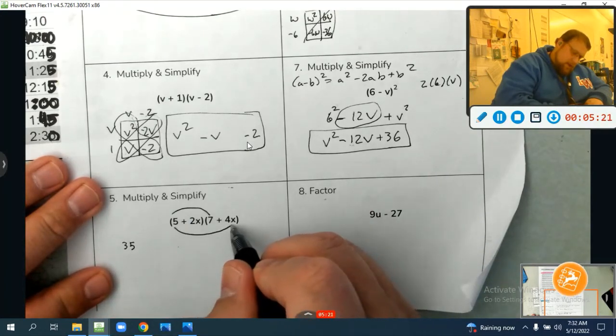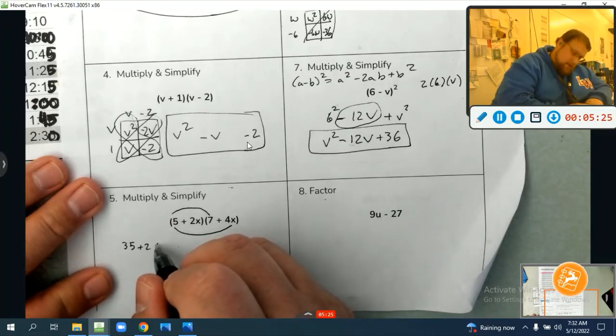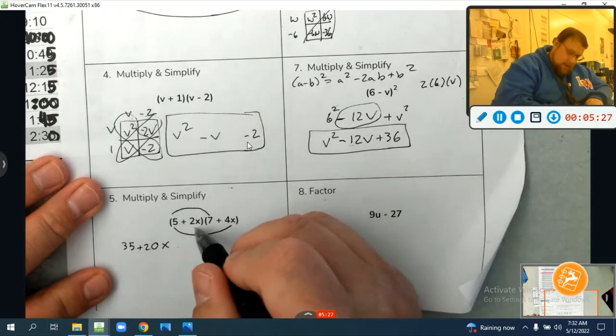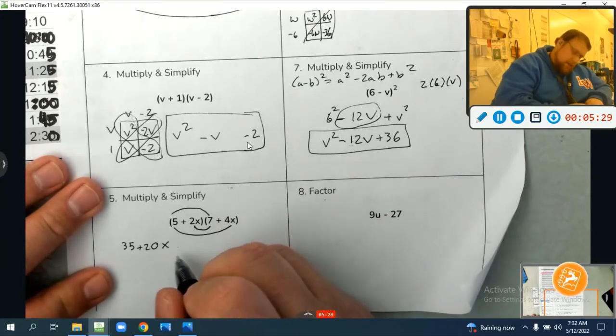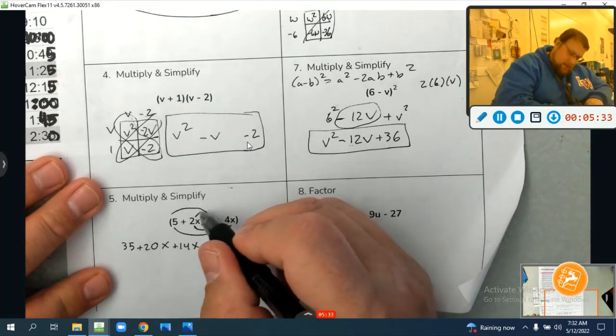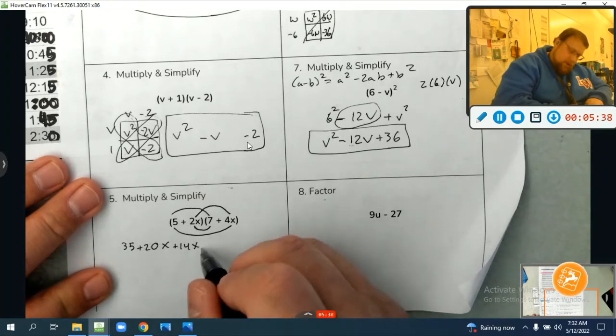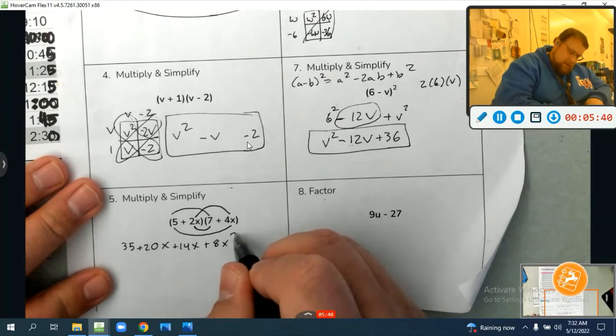Outer, 5 times 4x is 20x. Inner, 2x times 7 is plus 14x. And last, that weird little face, right? Which is 2x times 4x, which is plus 8x squared.